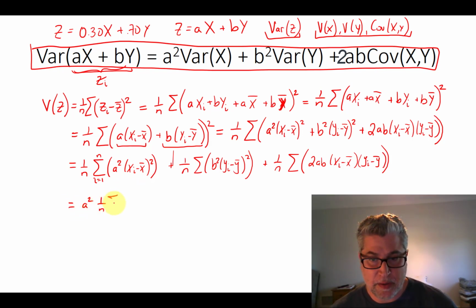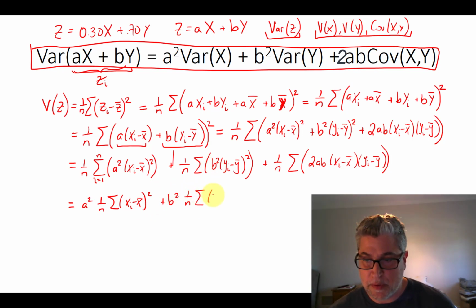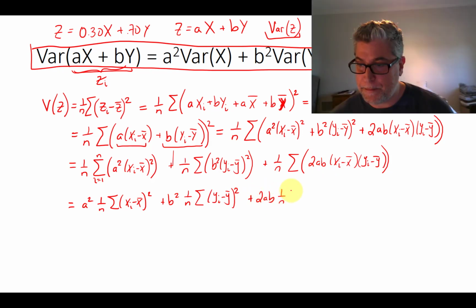1 over n, xi minus x bar squared. Do the same thing here for the b squared. And then here, a and b are constants, so 2ab is also a constant. You can pull that out.